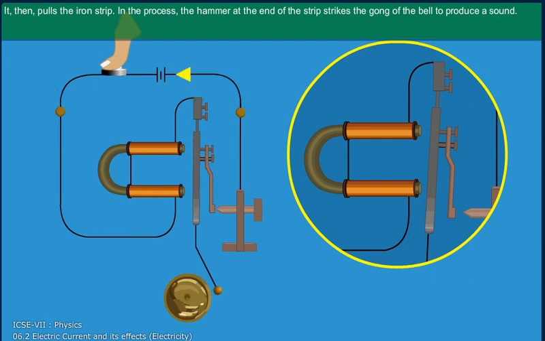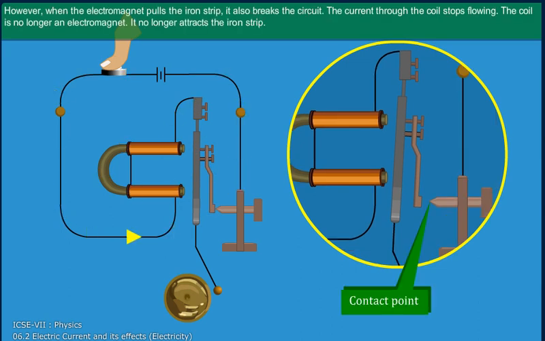In the process, the hammer at the end of the strip strikes the gong of the bell to produce a sound. However, when the electromagnet pulls the iron strip, it also breaks the circuit. The current through the coil stops flowing. The coil is no longer an electromagnet. It no longer attracts the iron strip.